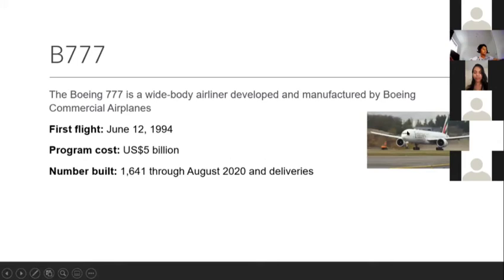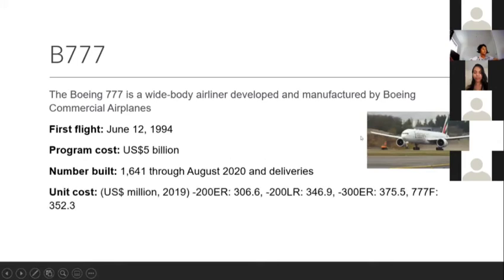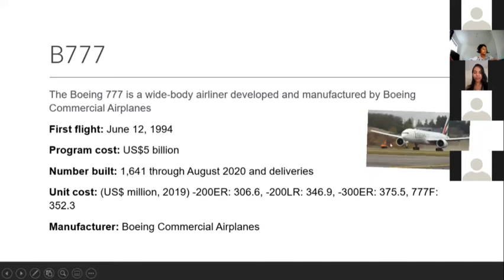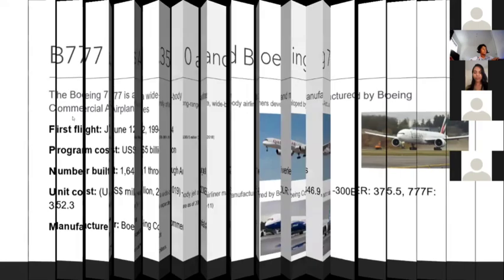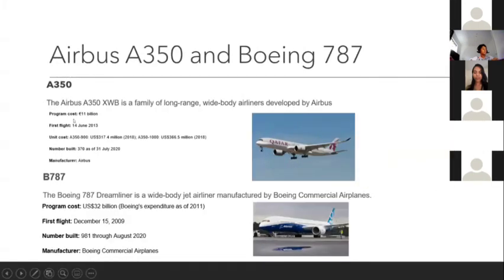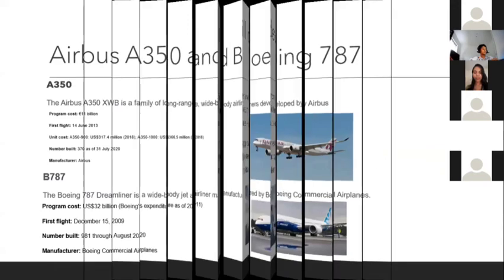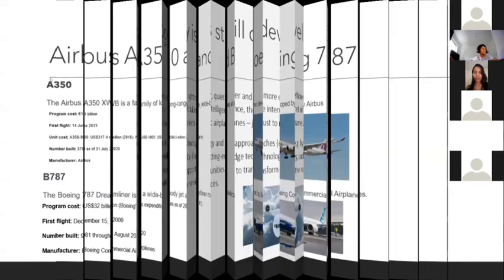Dollars. The number built was 1,641. That's the unit program cost. Then, similar to the 747 and the A330 we saw before, there's been another war going on with the A350 and the B787, both similar planes by Boeing and Airbus. And technology is still improving in aviation.